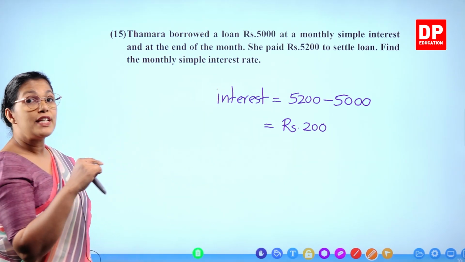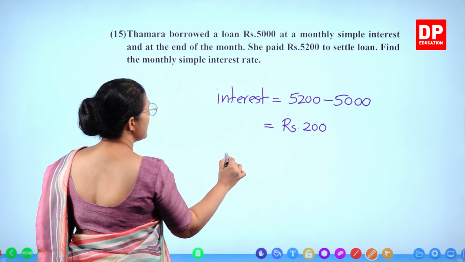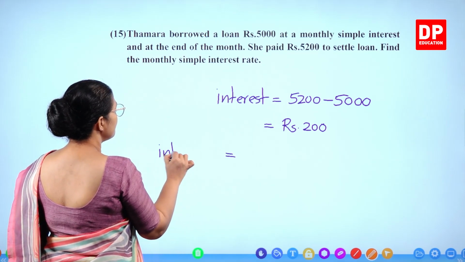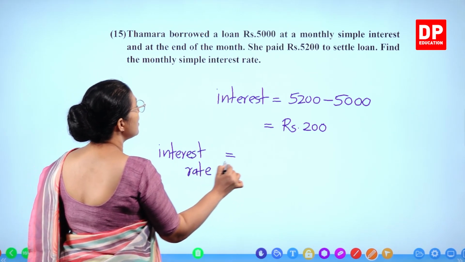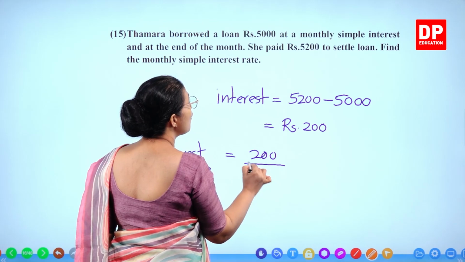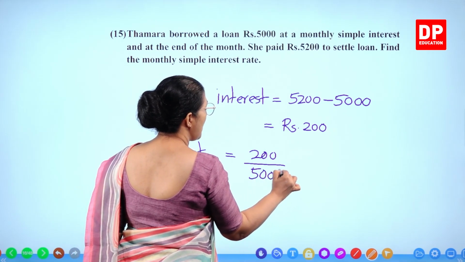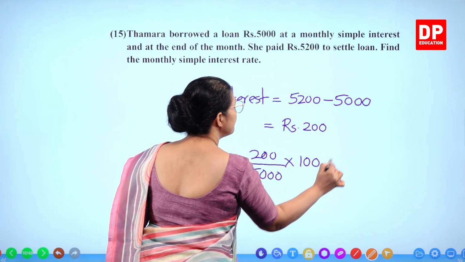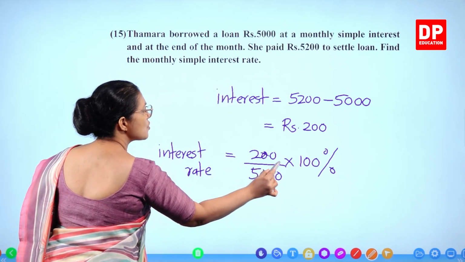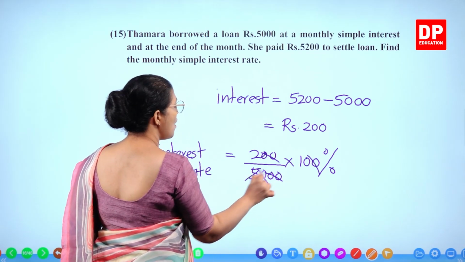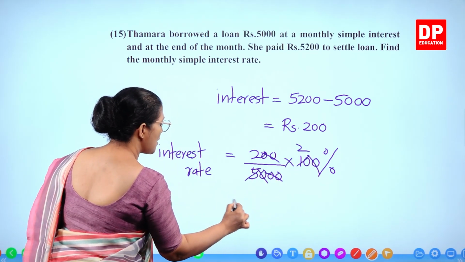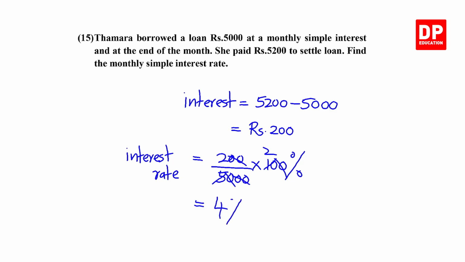So how do you find out the interest rate? Interest rate is interest 200 paid for 5,000 multiplied by 100%. 200, here 2 zeros get cancelled out, 1 zero gets cancelled out, 5 times 2, 2 times 2 is 4%. So this is also a 2 marks question.